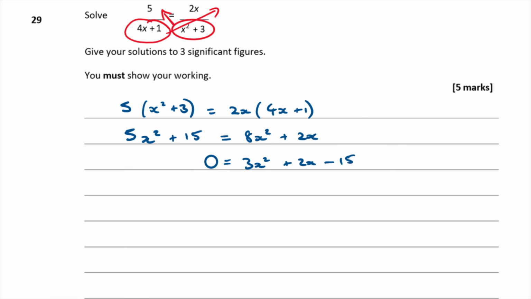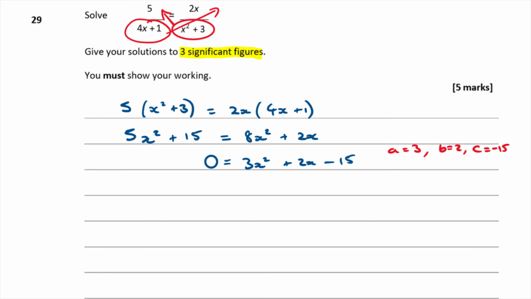Now we want to solve it, and it's asking us to show our answers to 3 significant figures. So I'm assuming I cannot factorize here, so I'm not going to bother trying. I'm just going to break out the quadratic formula and solve it that way. So what are my values of a, b, and c? A is my coefficient of x squared, which is 3. B is 2. C is minus 15.